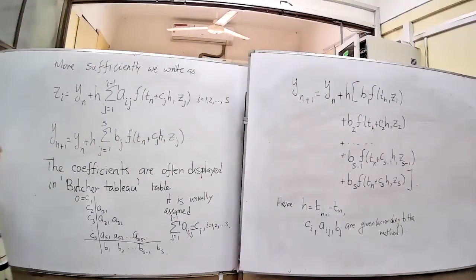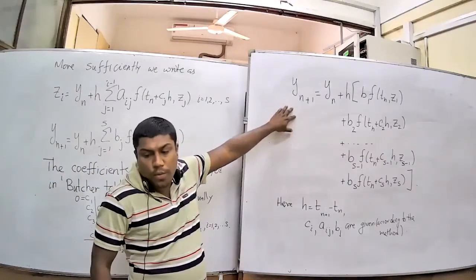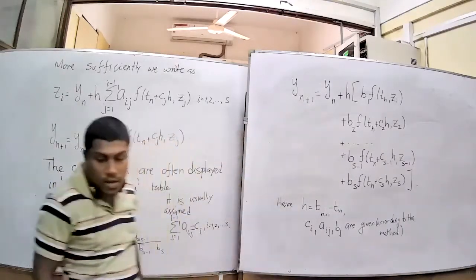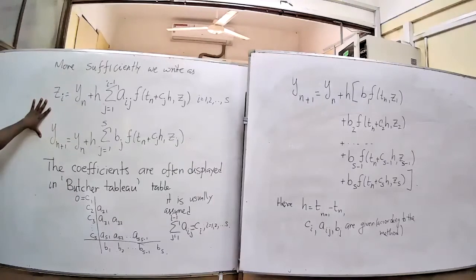Okay, so now you see that you can summarize this in a summation form, right? yn plus 1 is equal to yn plus h times the summation of bj, f of tn plus cjh comma zj, right? Running from 1 to s, and then all the zj's by the previous set of formulas, you can summarize as this, right? So eventually a combination of these two together gives you a general Runge-Kutta method, right?